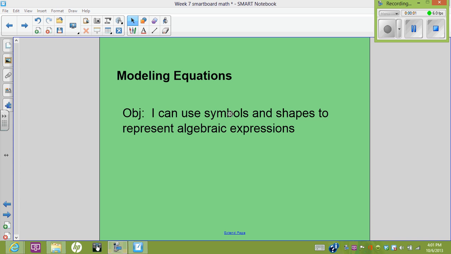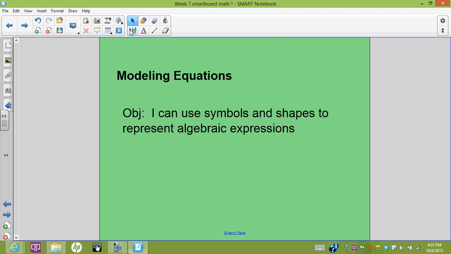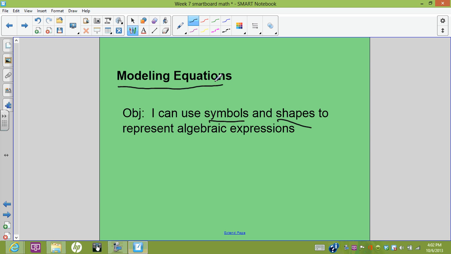Today's topic is modeling equations, and the objective for today is I can use symbols and shapes to represent algebraic expressions. Now, I always kind of giggle when I teach this lesson because it feels like a kindergarten lesson, because we're going to be dealing with triangles and squares, and it's going to seem a little bit silly, but believe it or not, every year there's a question like this on the OAA about whether or not you can represent algebra problems using shapes and symbols.